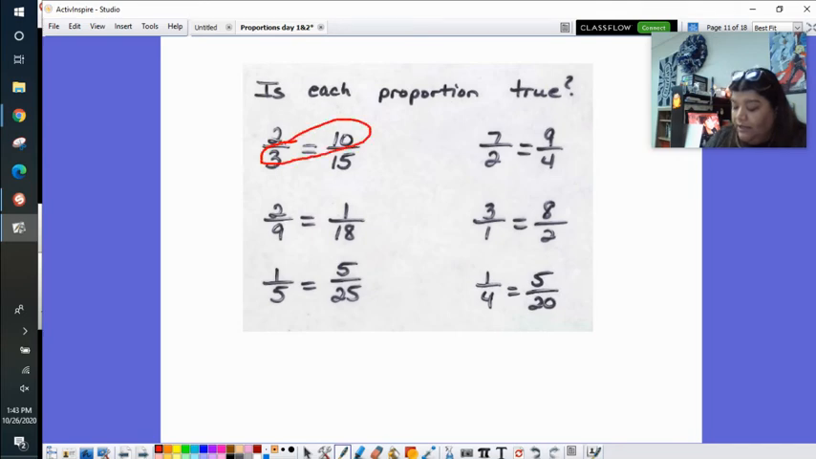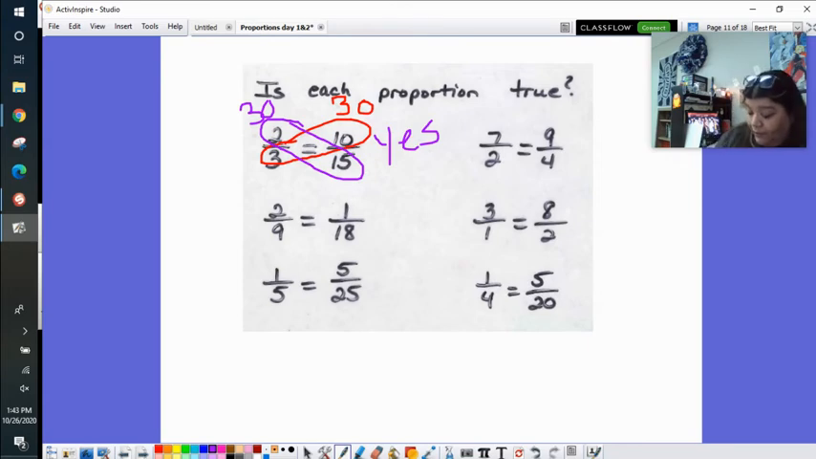So 3 times 10 is 30. And then we go the other direction. 2 times 15, 30. That is a yes. They are proportional. Okay, because their products are equal. Okay. Let's try the next one. 2 9ths and 1 18th. Let's see if they're proportional.